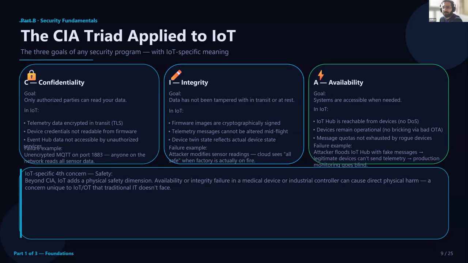Then the availability part, where you need rate limiting on the IoT hub, DDoS protection, and per-device quotas. The failure mode is a single rogue device flooding the hub with millions of messages, denying service to the entire fleet. That's the availability part.